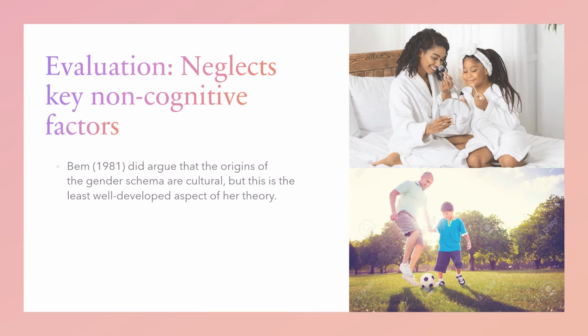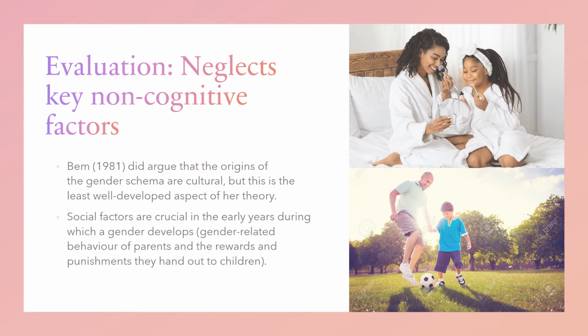Bem did mention the importance of social context, because they suggested that we do learn things from our culture and our society that we grow up in and the stereotypes that they hold, but it's the least well developed aspect of their theory. They do tend to focus more on the schema aspect, and that's a negative because we do learn a lot from our social factors. They have a massive influence on how we develop our gender.